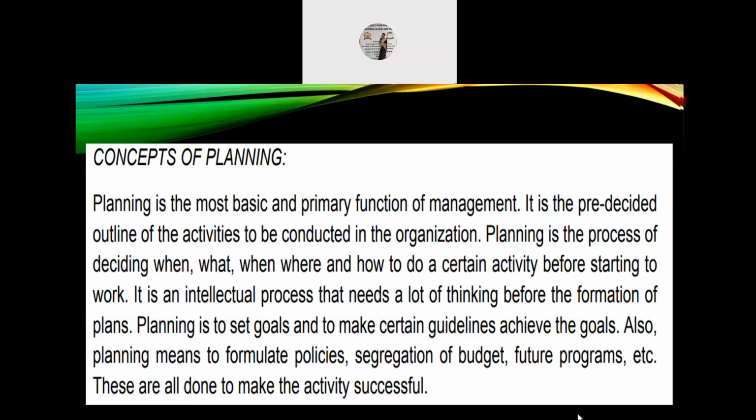Planning is the most basic and primary function of management. It is the pre-decided outline of the activities which are to be conducted in an organization. So, planning is the process of deciding what, when, where, and how to do a certain activity before starting to work. It is an intellectual process that needs a lot of thinking before the formation of plans. Planning is to set goals and to make certain guidelines to achieve the goals. Also, planning means to formulate policies, segregation of budget, future programs, etc. These are all done to make the activity successful.